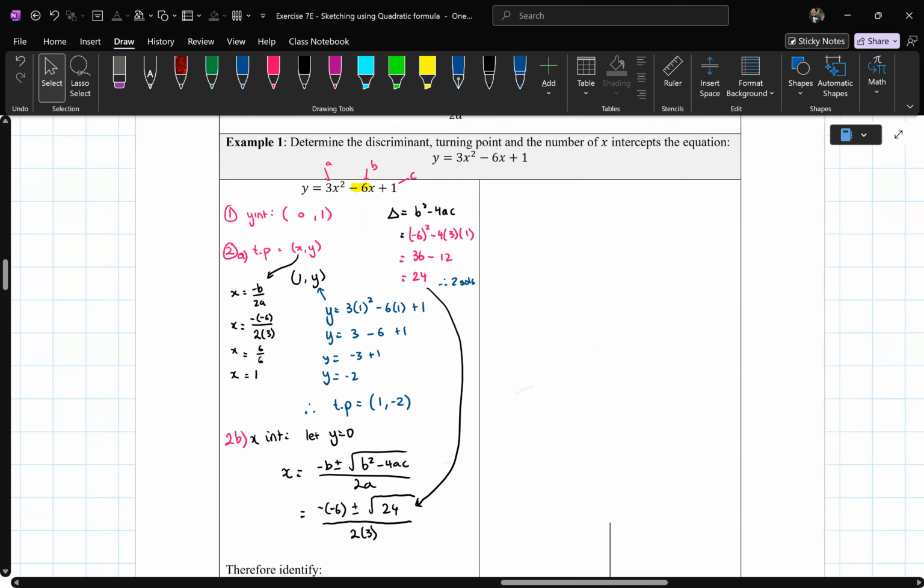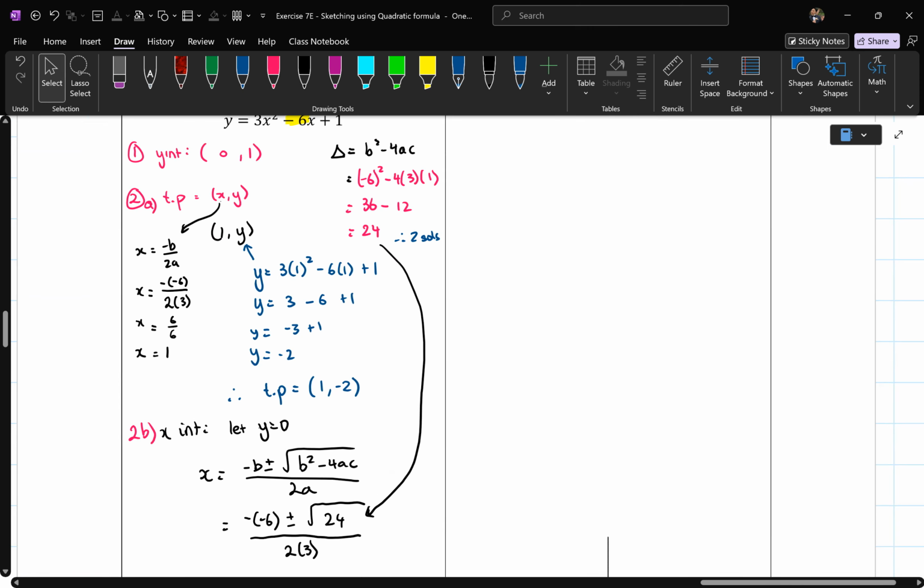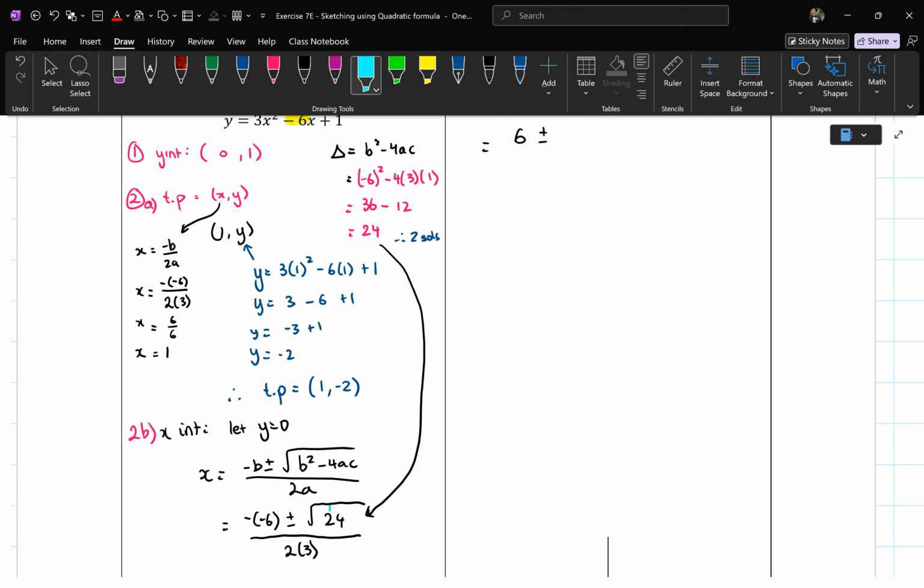And I got to move up here now. Need a bit more space. That gives you now positive 6 plus minus. Now, how do you simplify root of 24? Back to surds. Root of 24 can be simplified to 2 root 6. Very good. 2 root 6 because it's 4 times 6 and root of 4 is 2. Divided by 2 times 3, which is 6. But you can simplify that.